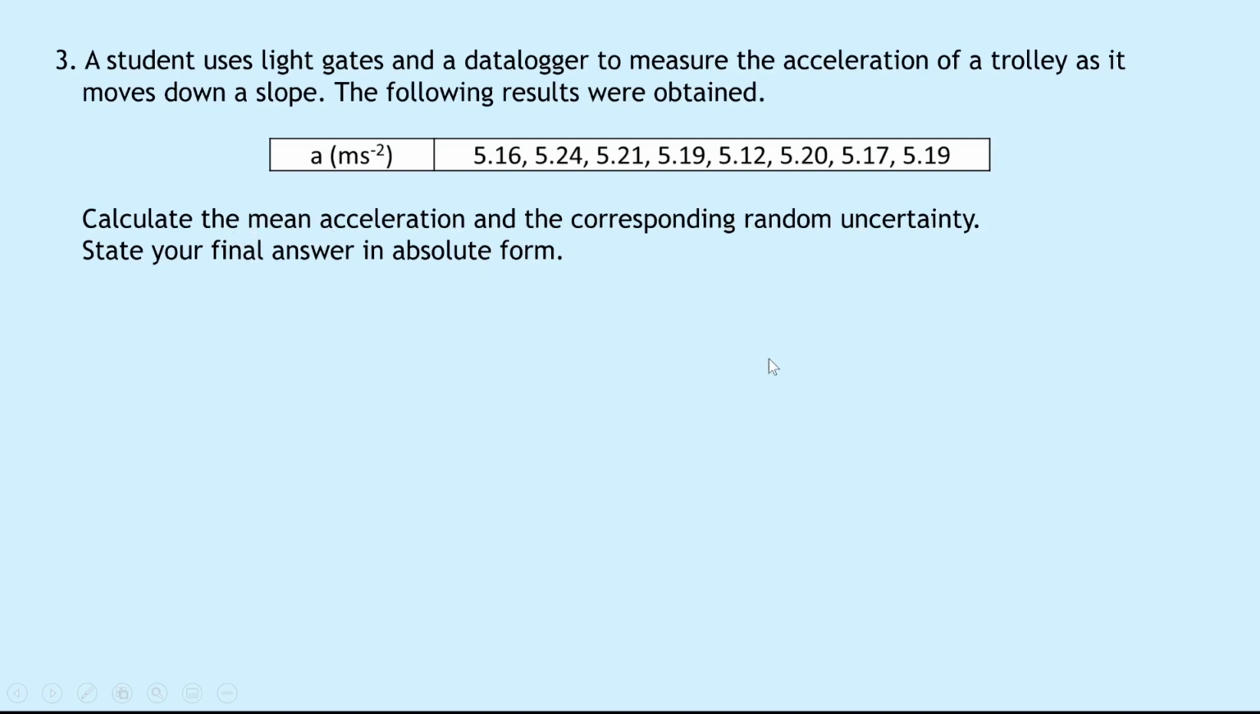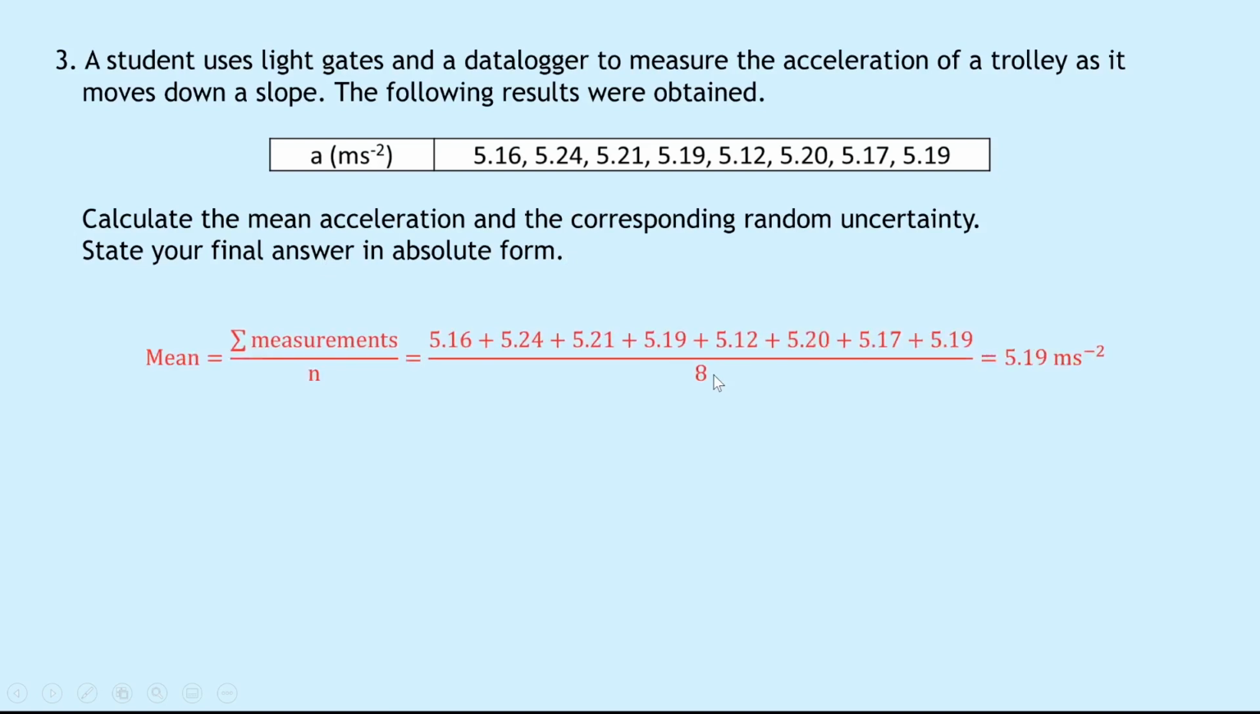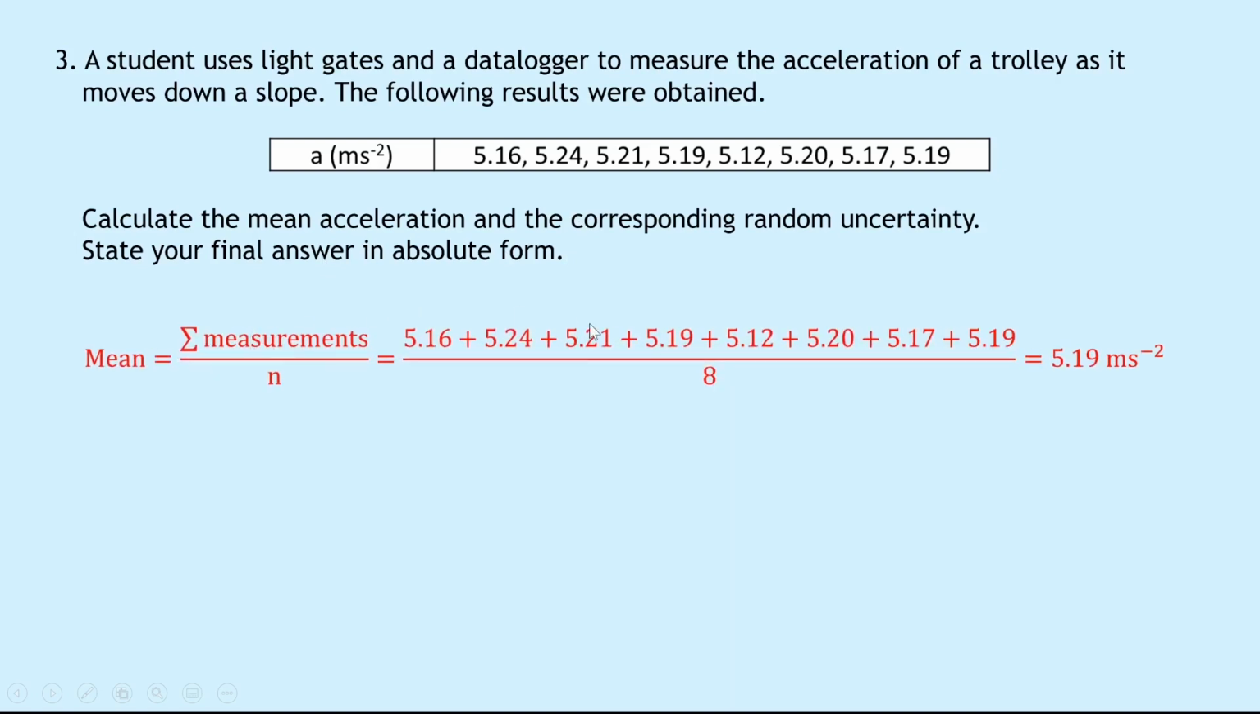So just like what we did in question 2, but this time it's not breaking it down into parts for us. So the mean is given by the sum of the measurements over n. So we add them all up and divide by 8. In this case, we've got 8 measurements, and this gives us an answer of 5.19 meters per second squared.